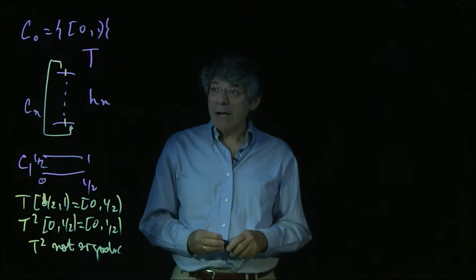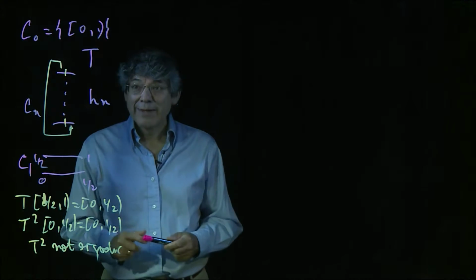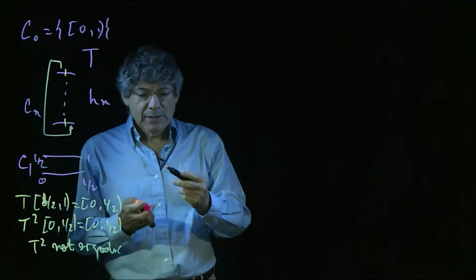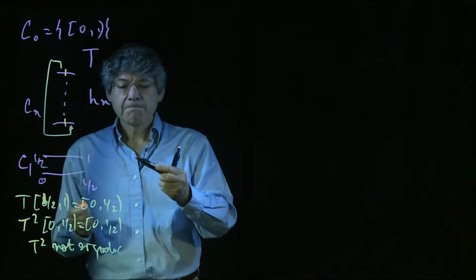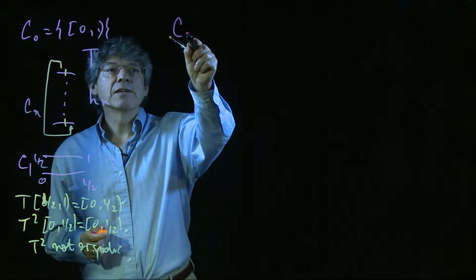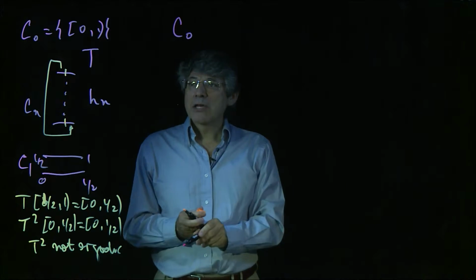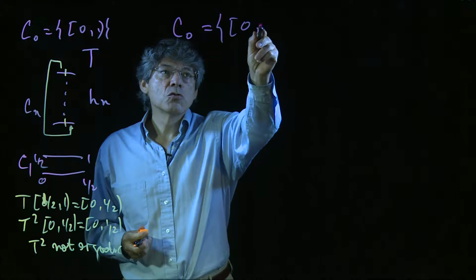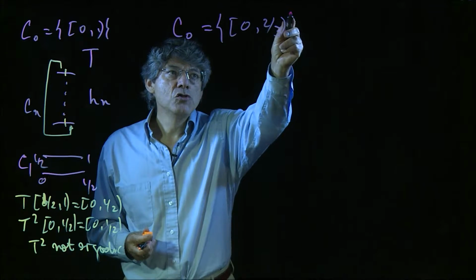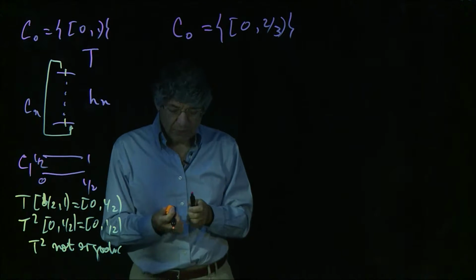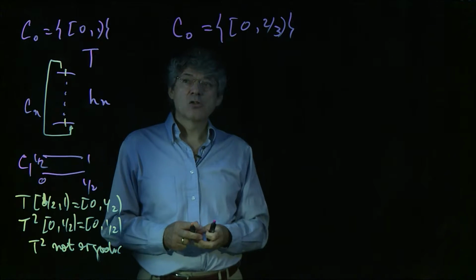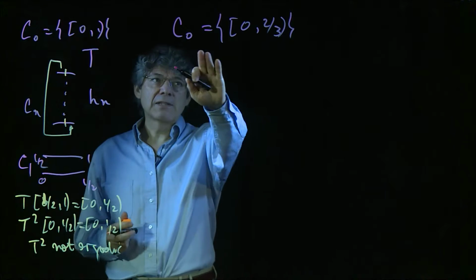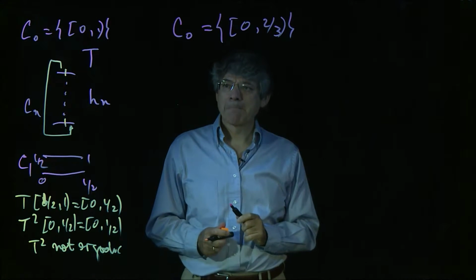Okay. So now we start the definition of the Chacon transformation. We start again with a column C0. But in the Chacon transformation, C0 will consist of the interval [0, 2/3]. So it's not the full unit interval yet, even though in the end, the transformation will be defined on the complete unit interval.